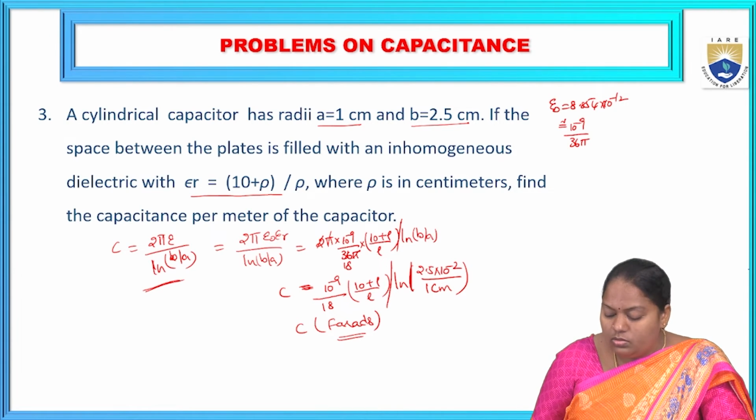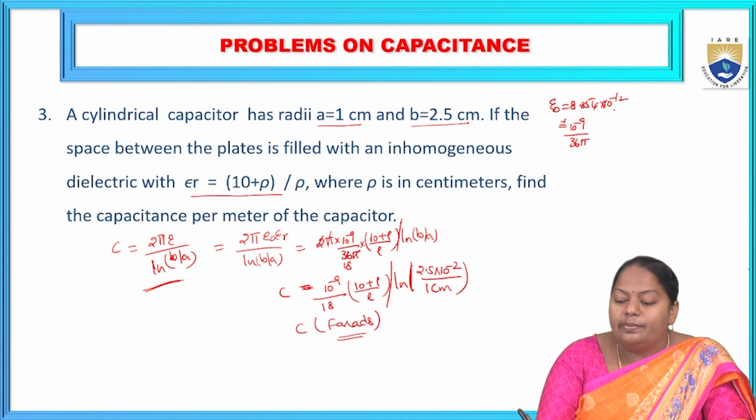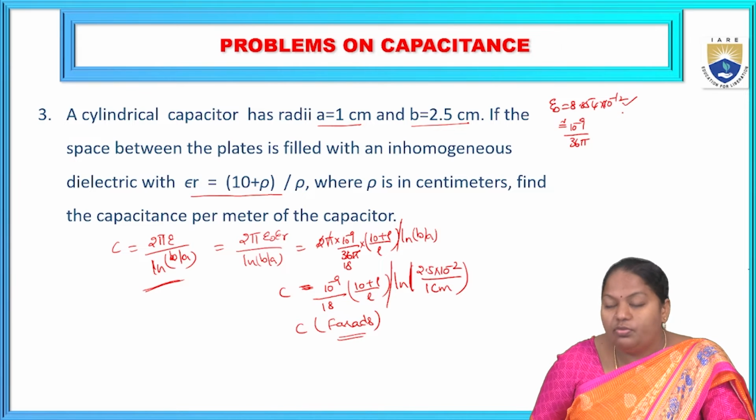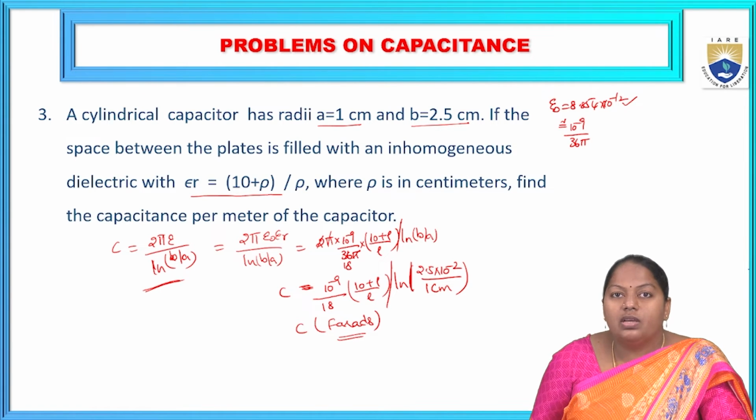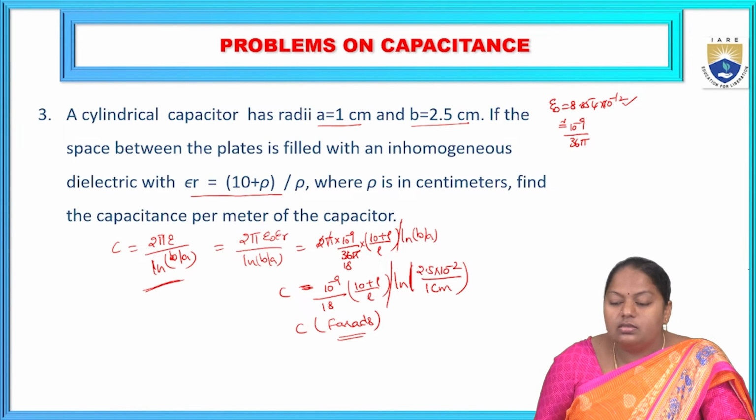Okay. So in problems, we consider the epsilon value differently. Sometimes we consider epsilon as 8.854 into 10 power minus 12, and in some other cases 10 power minus 9 by 36 pi also.